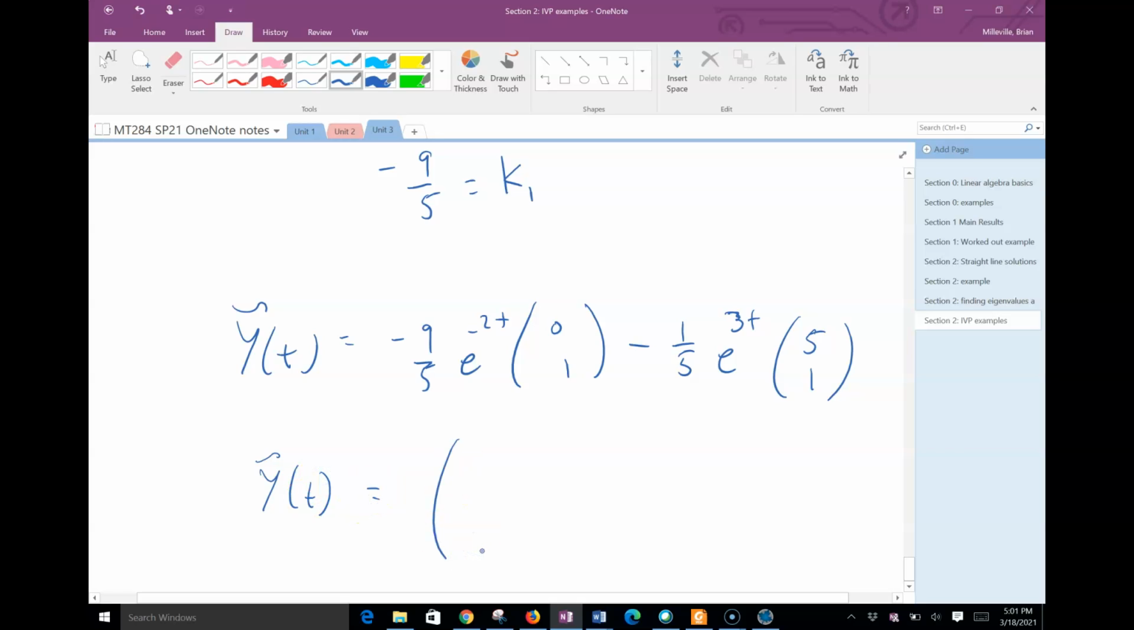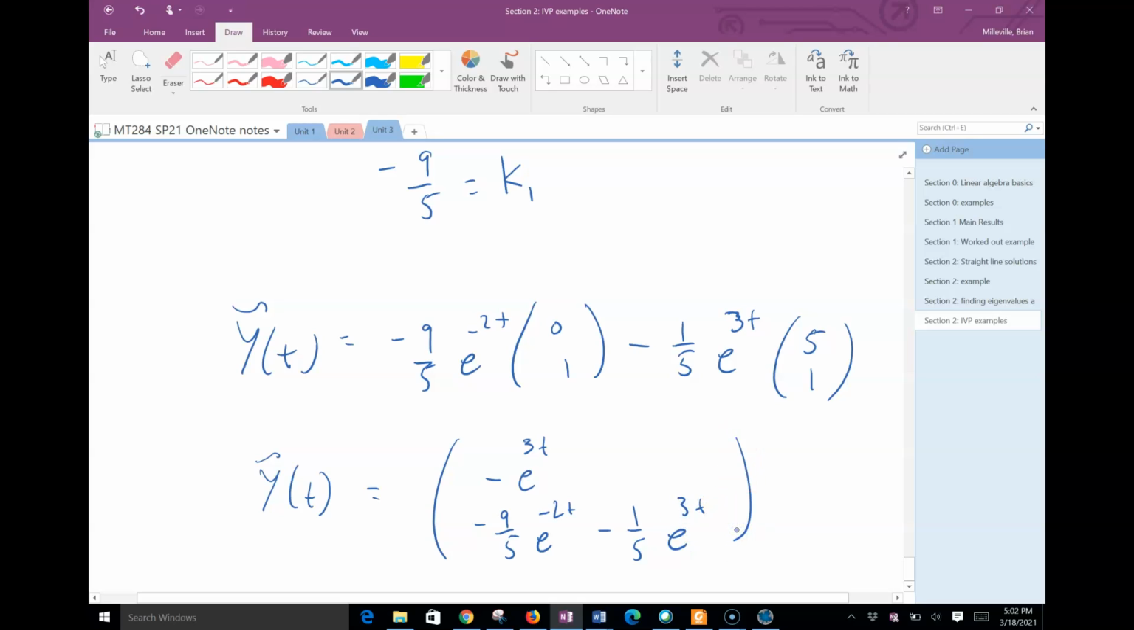If we do that, the first component for the first vector will be 0. The second one, again, the -1/5 times the 5 will cancel that part out, leaving us with -1. Okay, so get rid of that just to keep it clean. And then what are we going to get? We're going to get e to the 3t power. The second component will be negative 9/5 e to the negative 2t minus 1/5 e to the 3t.